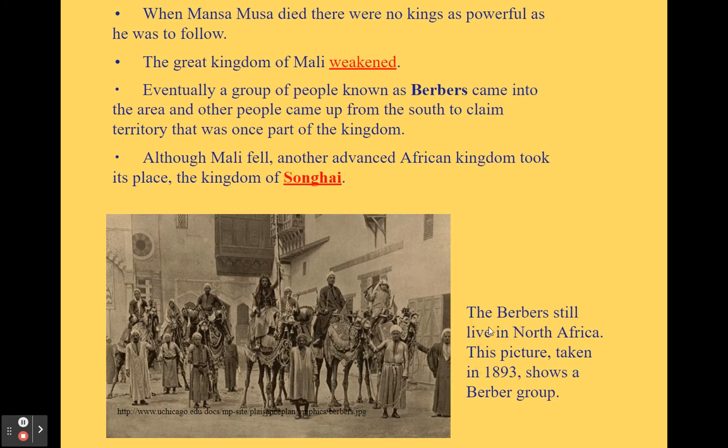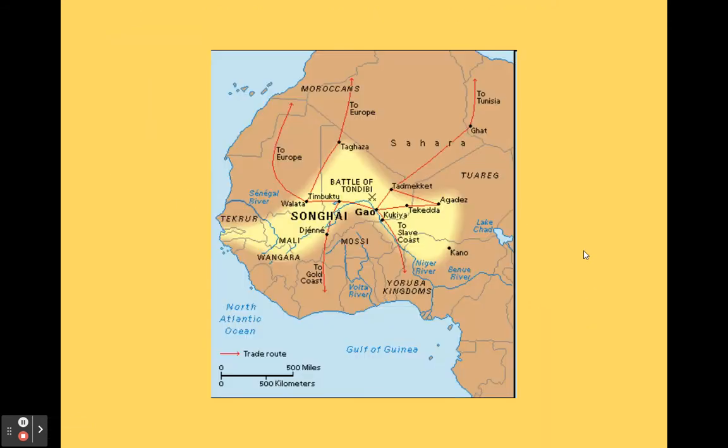All right, now the Berbers actually do still live in North Africa. This picture was taken in 1893. It's showing a group of Berbers. So they still live there. And then here's the Songhai Empire. All right, we can see they have control at least of the main city of Djenné, of Timbuktu. They have Gao as well. All of this red is trade routes. Okay? So as you can see, these cities are all incredibly important because they are trading cities. That trade is going to allow them to grow and thrive and become so important. Those trade cities are also going to help the empires grow.